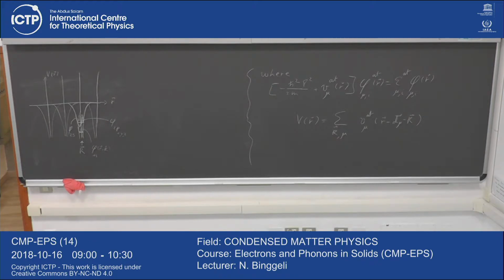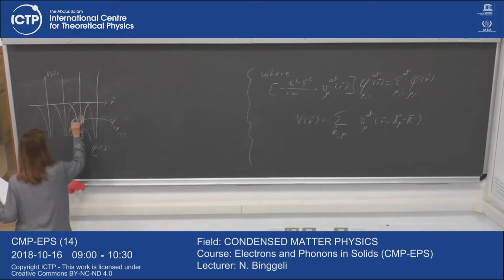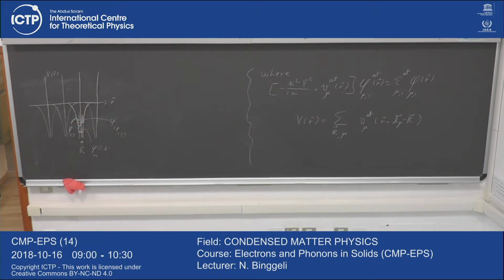Well, it's a cartoon, but just to show that these states, if they are, let's say, semi-core states, they would be very localized. The atomic states would be very localized around the atom. So these are examples of the states I will have in my linear combination of atomic orbitals.